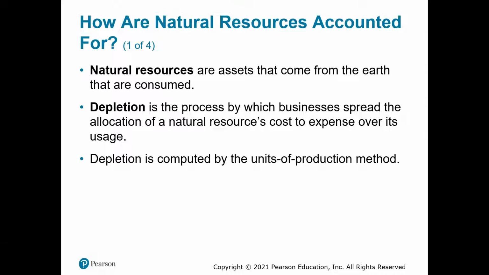Natural resources are expensed through depletion. What is it? Depletion. Depletion is the process by which businesses spread the allocation of a natural resource's cost to expense over its usage. It is called depletion because the company is depleting, or another word, using up a natural resource such that at some point in time, there will be nothing left to extract. Depletion is computed by the units of production method.